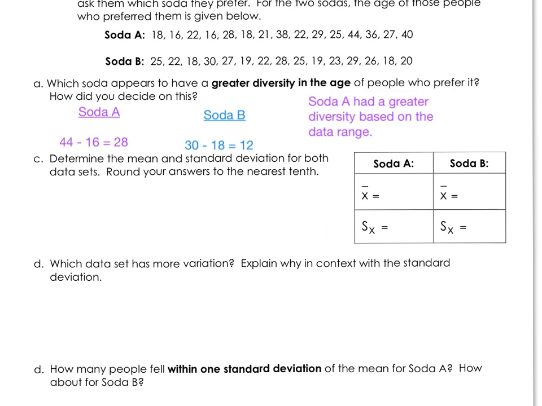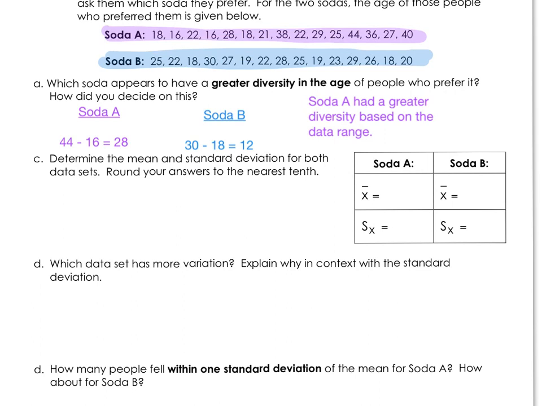Now for part C, I want you to pause the video and type in all of the data for soda A in L1. This is very important that you pause the video and try it on your own to make sure that you can calculate the mean and the standard deviation. So pause the video, enter in all of the soda A information in L1. Now think to yourself, do we have a frequency list? We do not have a frequency list because this is just soda A and soda B, two different sets of data here. There is no frequency showing that it's happening more than once.